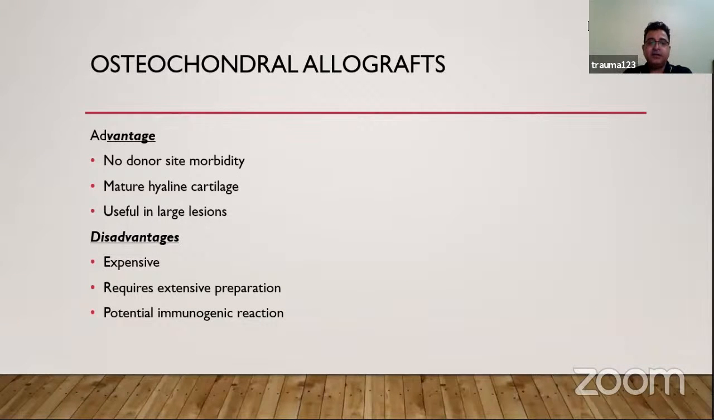Osteochondral allografts are taken from cadavers. There is no donor site morbidity, mature hyaline cartilage is available, and it's useful in large lesions. It is expensive, requires extensive preparation, is potentially immunogenic, and usually is not available even in India.